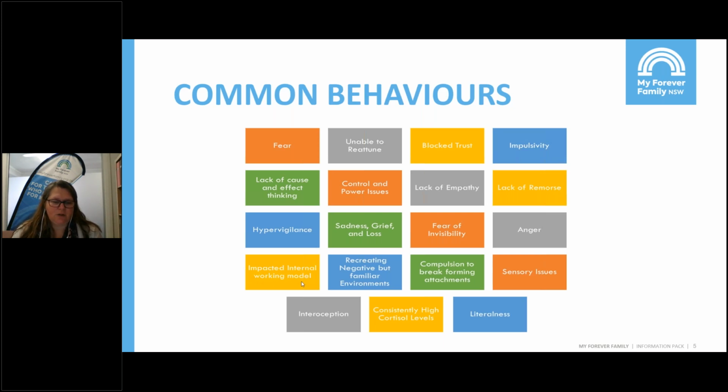An impacted internal working model. So we talk about our internal working model as that set of neurons, our neurobiology, that helps us make sense of the world. So our internal working model knows how to respond to certain situations based on our own experience of those situations. So if a fire alarm goes off, we immediately think, oh, there's a fire.